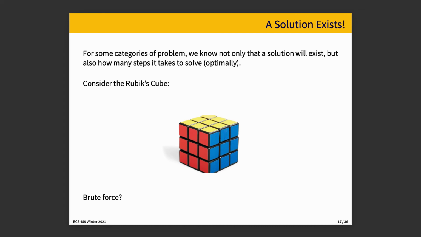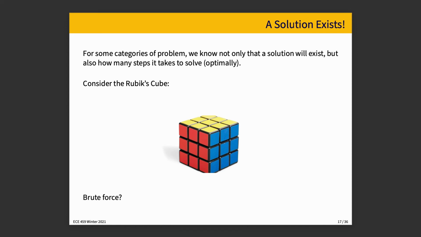Now, people have done some research on this, and they've proven that no matter what the initial state of the cube is, it can be transitioned to a solved state in 20 moves or fewer. This number is referred to as God's number because it is the maximum number of moves it would take for an all-knowing deity to solve the puzzle.